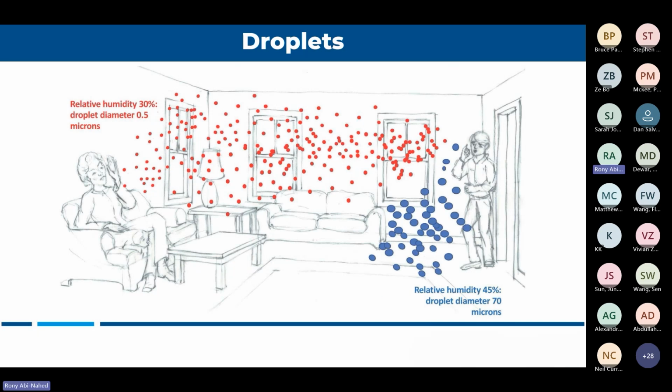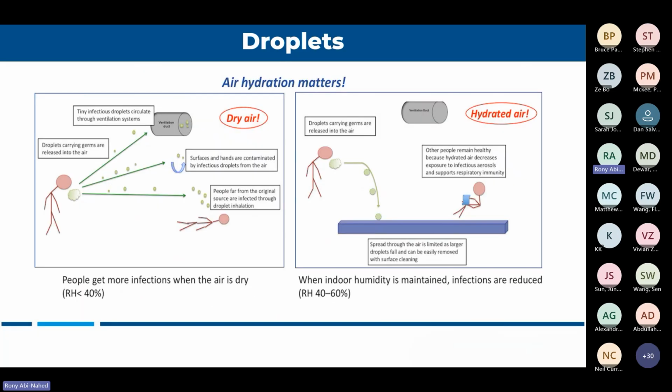Based on these findings, the 30% minimum level that everyone was talking about does not stand anymore. Ideally, we need to maintain 40 to 45% to be able to really control the virus and maintain a healthy environment. So we need to be around 40 to 45%, up to 60%.